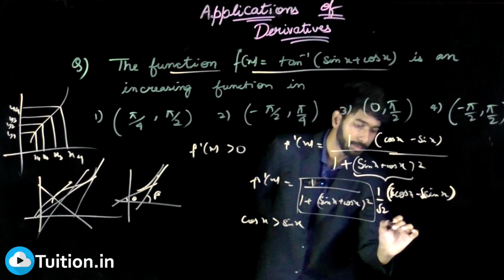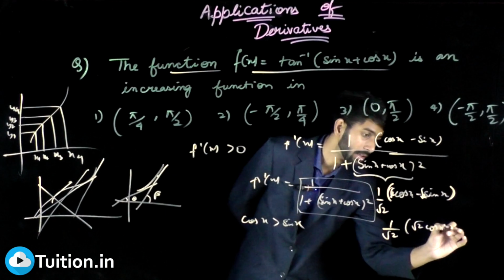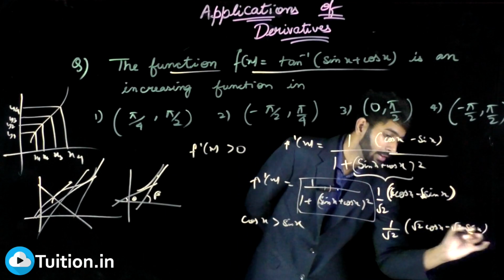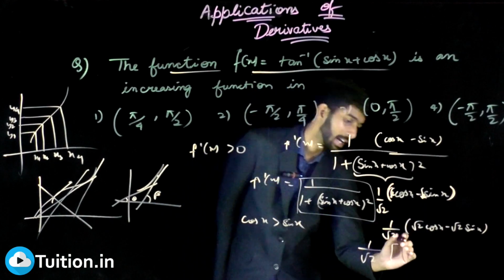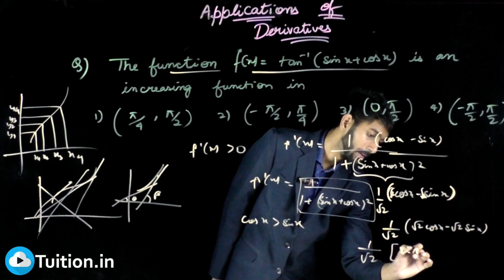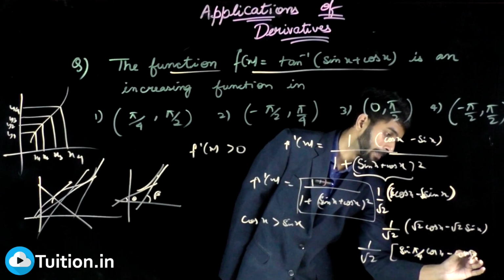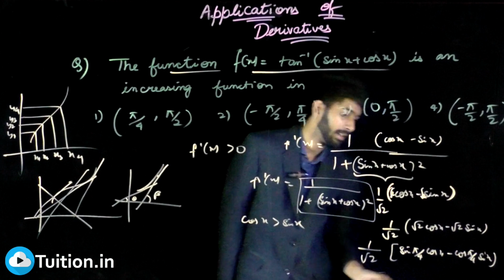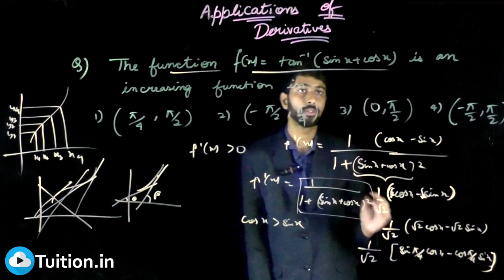So indirectly what I'm telling is, divide this by root 2 and multiply with root 2 inside. I can write this as sine of pi by 4 cos x minus cos of pi by 4 sin x, right? So this is the sin a plus b formula, or cos a plus b, whatever you like to use.